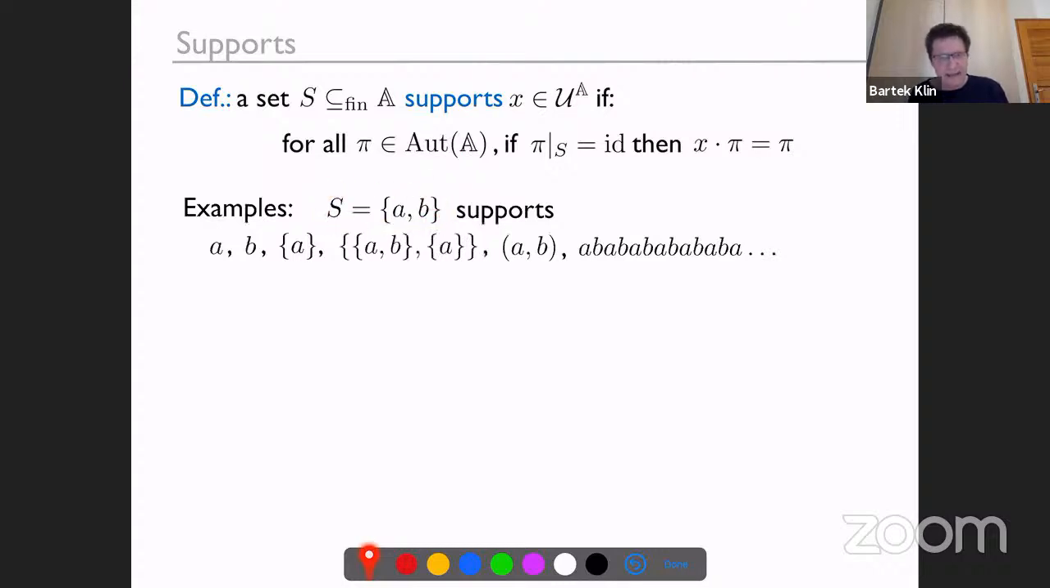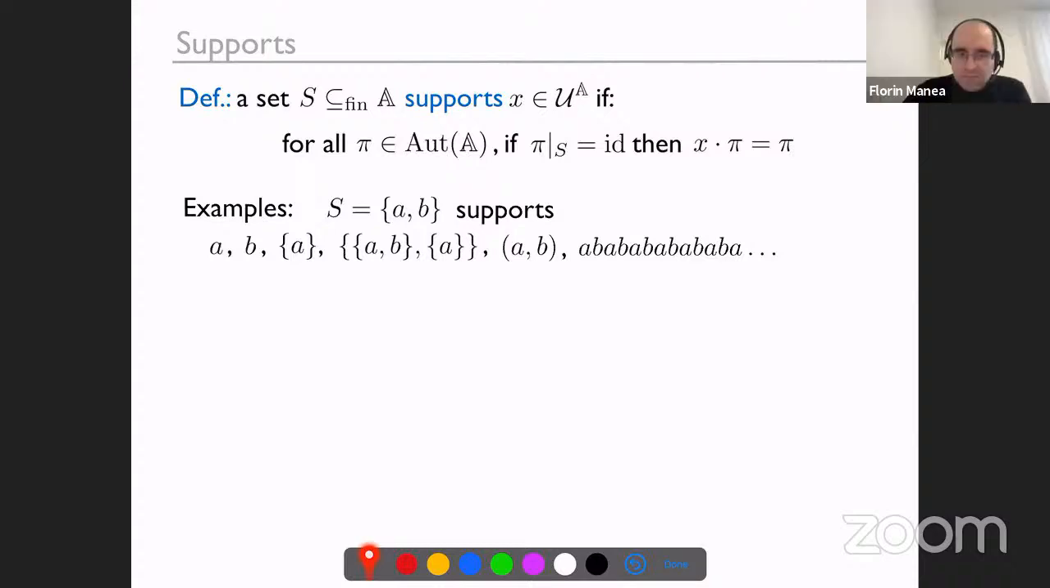Examples. If I take this two-element set of atoms, A and B, it supports the atom A, because if I have any renaming that fixes A and B, in particular it fixes A, so there you go. This set also supports B, supports the singleton of A, supports this thing, and in general, it supports every object that only ever uses atoms A and B anywhere. Okay, so that's one way to understand support. But the definition of support is more clever than this.